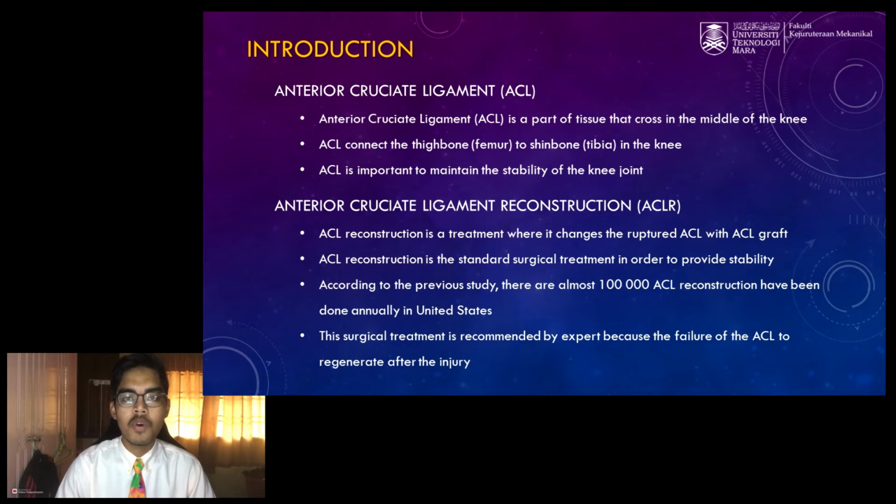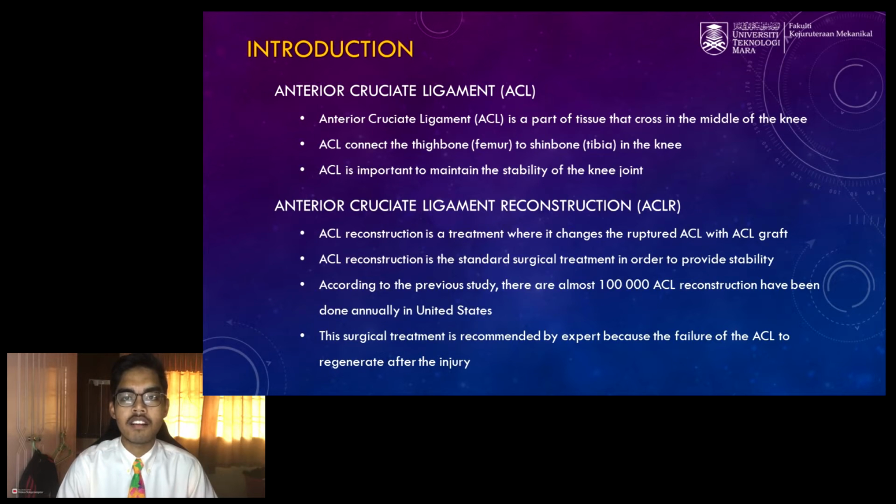Introduction. What is ACL? ACL is a short form for anterior cruciate ligament. It is a part of tissue that crosses in the middle of the knee. ACL connects the thigh bone, which is known as femur, to the shin bone, which is known as tibia, in the knee. ACL is important to maintain the stability of the knee joint.